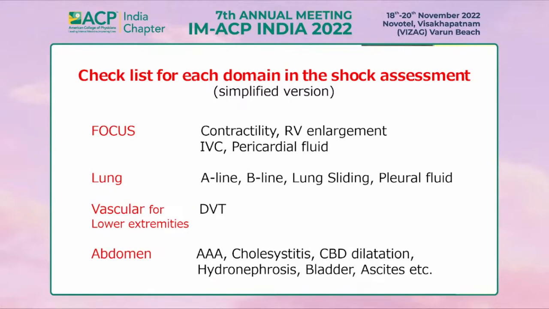For abdomen, mainly screening for causes of septic shock or hypovolemic shock. For example, aortic rupture, cholecystitis, CBD dilatation as a collateral for cholangitis, hydronephrosis, bladder distension as a collateral for obstructive UTI, and unsuspected ascites, etc.